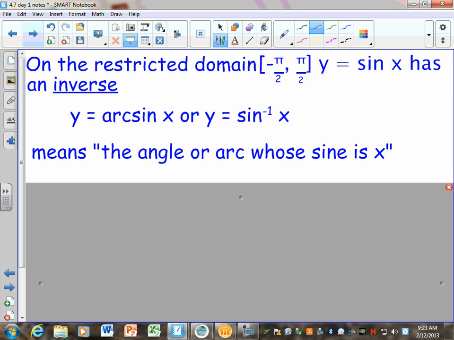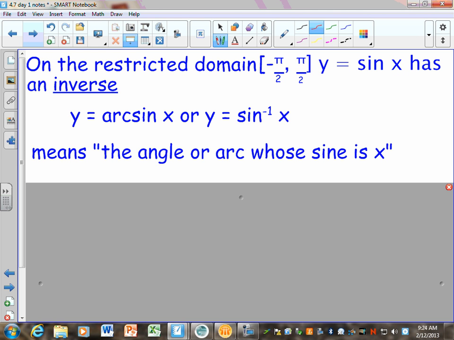your grade there. So here's kind of the definition. We're not going to write this out again for all 6 trig functions. I'm just going to give you the big definition for sine, and then we'll do the other ones. But if you have the restricted domain from negative pi halves to pi halves, then we can say that y equals sine of x has an inverse.